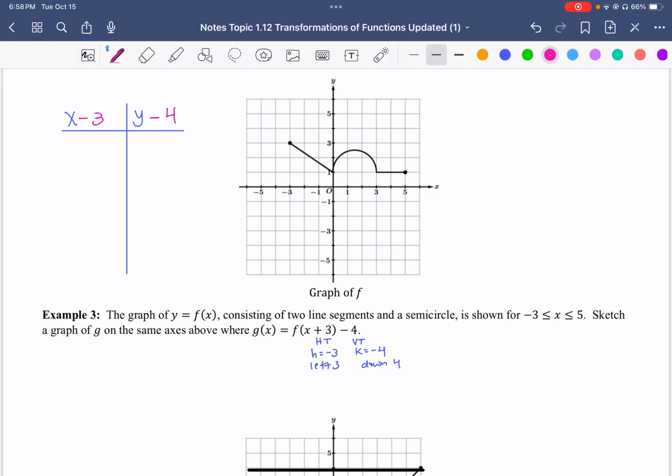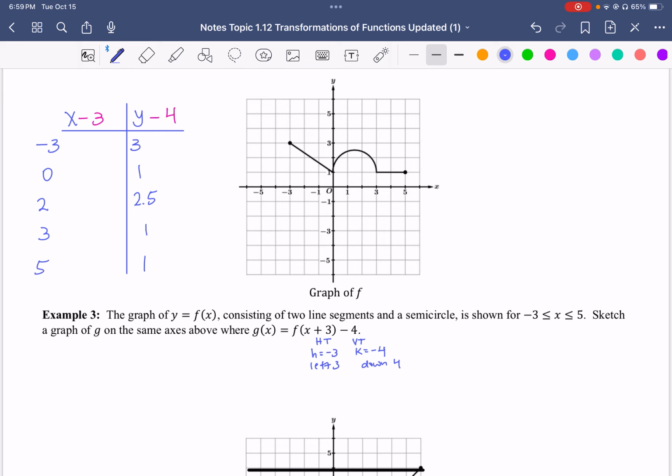Okay, so what I'm going to do now is find coordinate points. The first coordinate point I see is -3, 3. So I'm going to put -3, 3. The next point I see is 0, 1. Next, there isn't an exact point inside the semicircle, but I'm going to approximate one. Let's say 2 and 2.5. And then we have 3, 1, and we also have 5, 1.